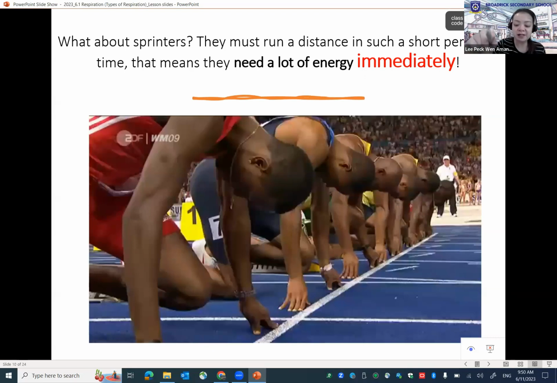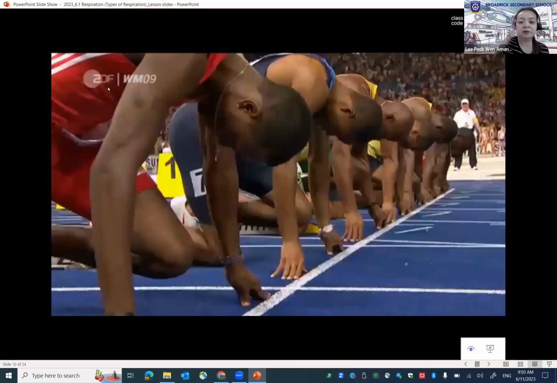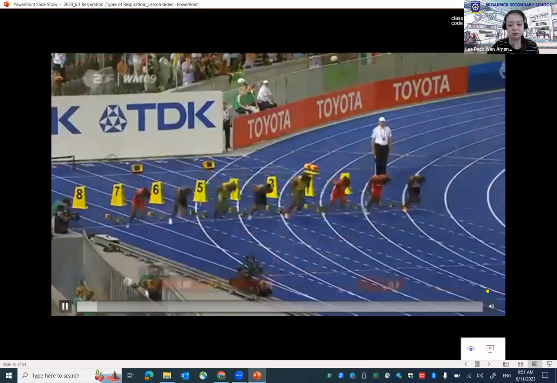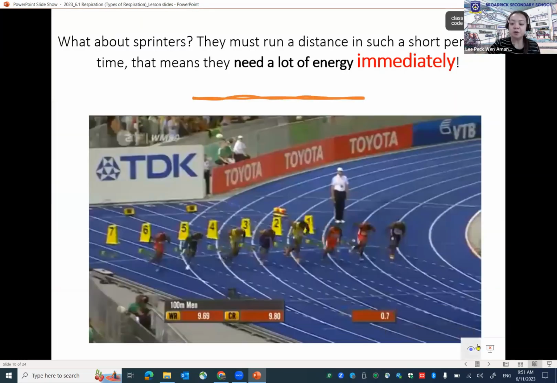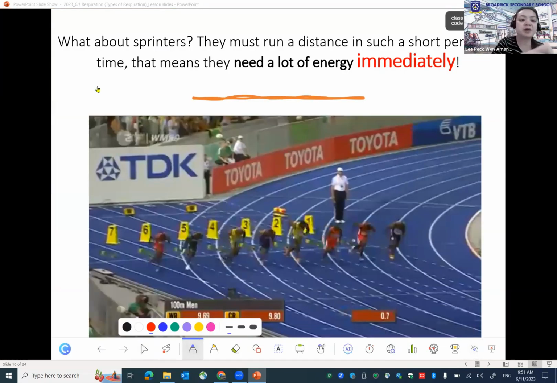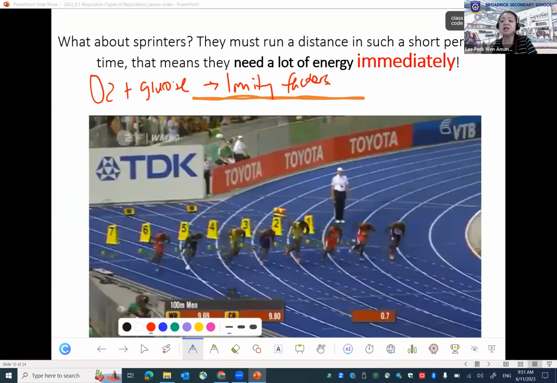So if you can remember clearly last week, we spoke about, so let me just go back again. We spoke last week that in aerobic respiration, oxygen and glucose are actually your limiting factors. You may want to write that down. So basically, if I control the concentration of oxygen and I limit the concentration of glucose, I am preventing my aerobic respiration from increasing much further.